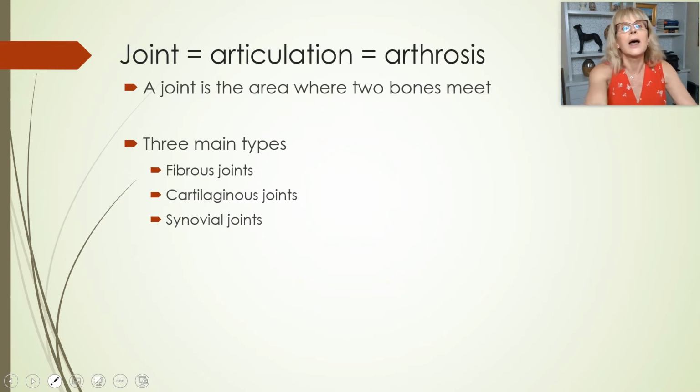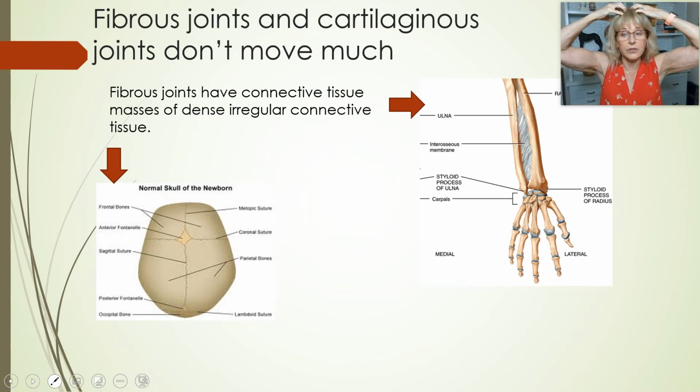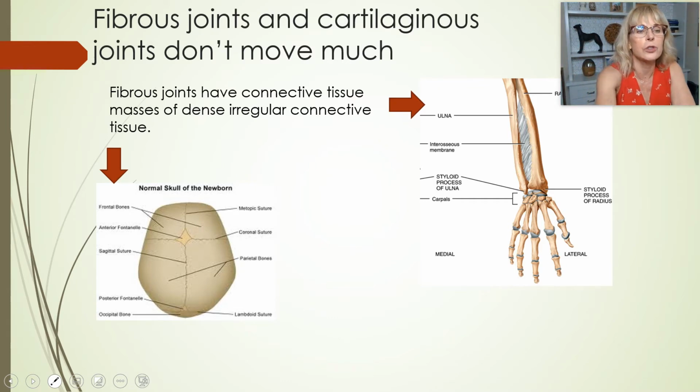Yes, because a joint is an area where two bones meet. Now, up until you're in your 50s, these are actually individual bones up here, and they're joined by something called a suture. This one is the sagittal suture. You'll be learning those in week 5 in lab. You'll learn all the sutures of the skull. So that's a good example of a fibrous joint.